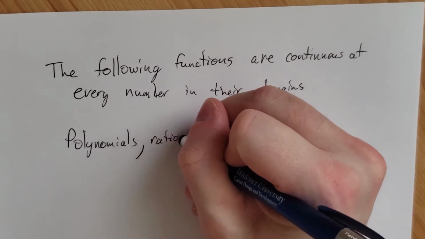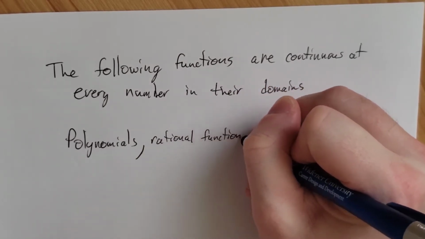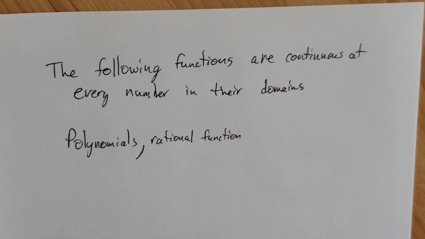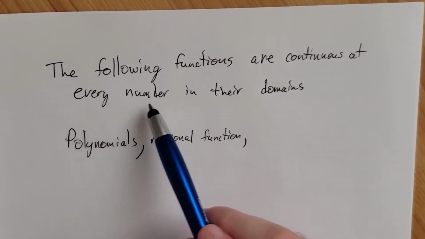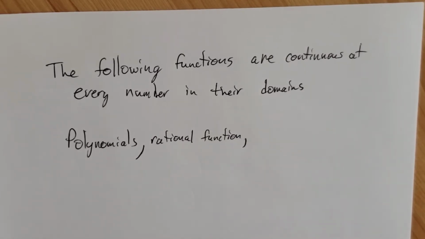Same was true for rational functions. A polynomial over a polynomial, as long as that denominator was not 0, then your function was continuous there. And again, we're saying continuous at every number in their domains. When the denominator of the rational function is 0, then that point is not in the domain of that rational function. So these two are continuous everywhere in their domain.